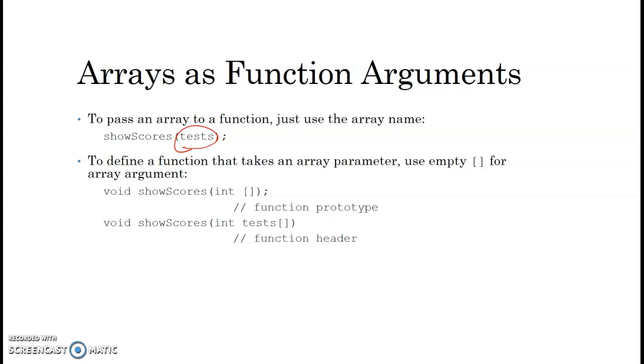So here we have our original array called tests. We're passing it to the function show scores. So we're passing the whole array. So this indicates I'm passing the whole array.